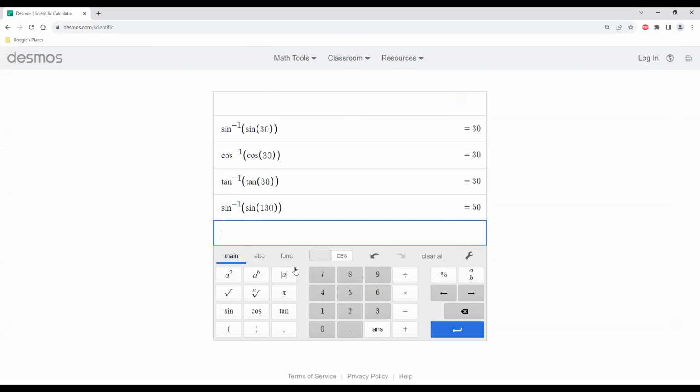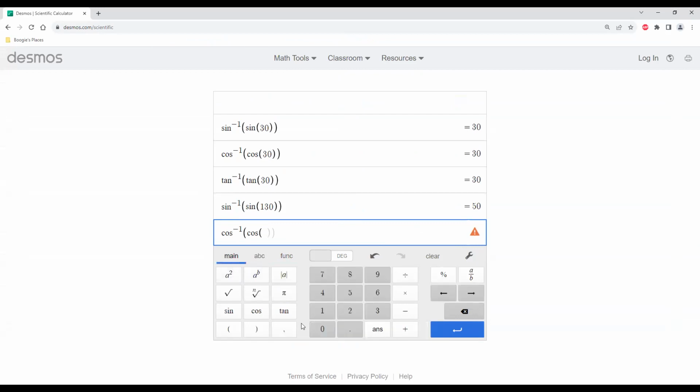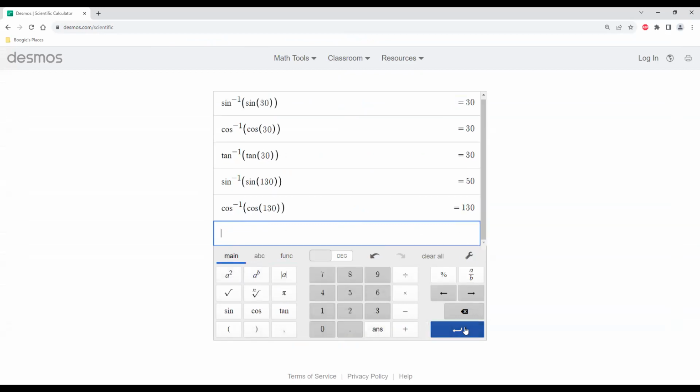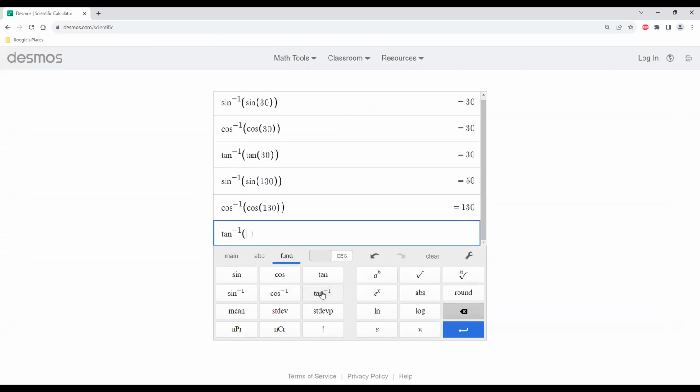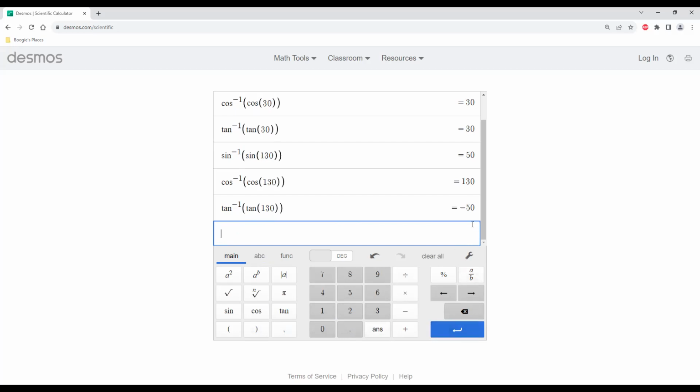Maybe that's just an aberration. Let's do inverse cos of 130 degrees. Oh, that's reassuring. I get 130 degrees back. Everything's great again. Last of all, inverse tan of 130 degrees. What? I get minus 50?